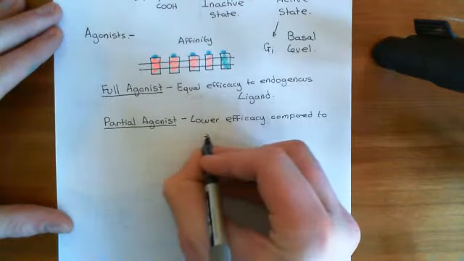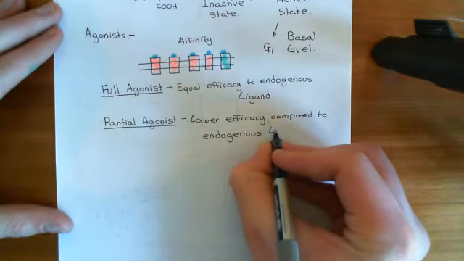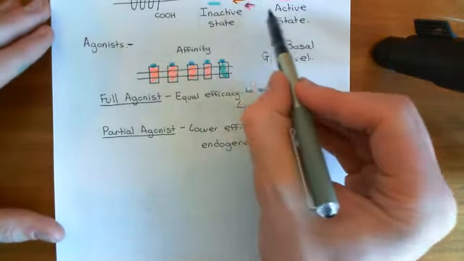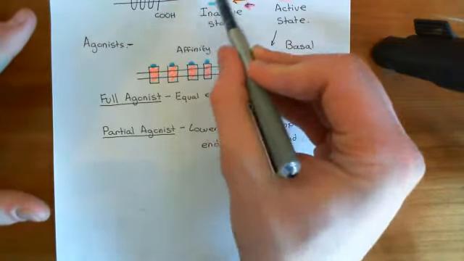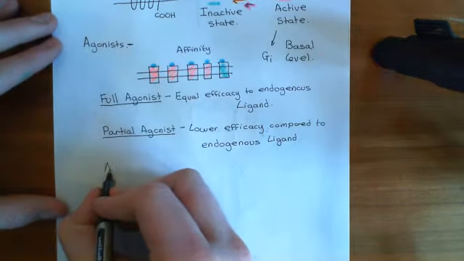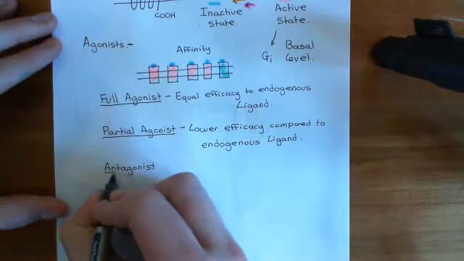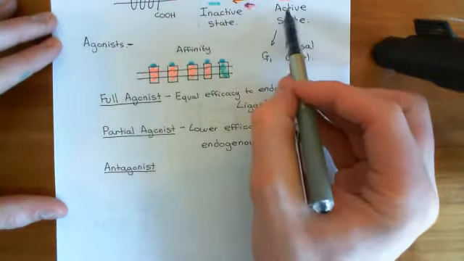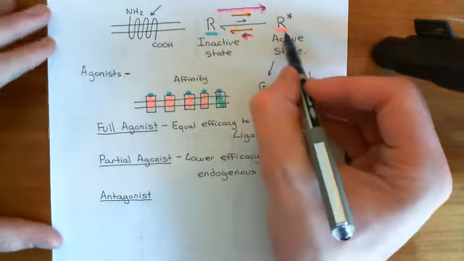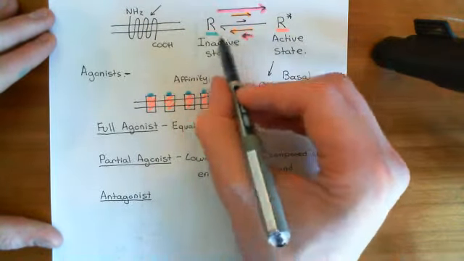Now an antagonist basically is a drug molecule which binds to the receptor and has no effect on the preference of the receptor for being in the inactive and the active state. So an antagonist just binds to the receptor and blocks the binding site for agonists, but has no effect on how much of the receptor is in the active state compared to the inactive state. So let's say originally maybe 5% of the receptors were in the active state and 95% of them were in the inactive state. That was the equilibrium when there was no ligand bound.